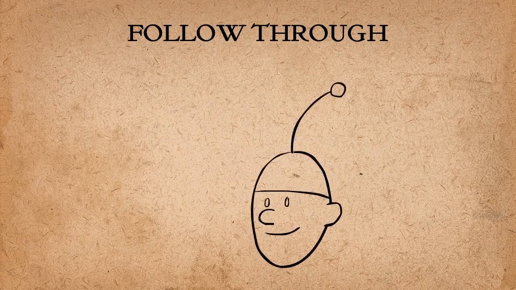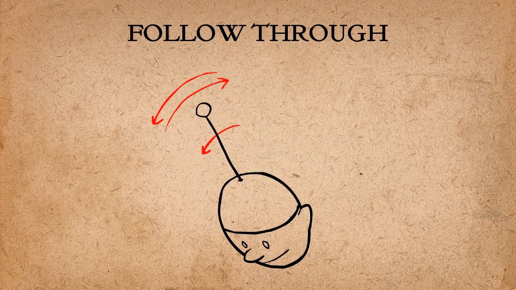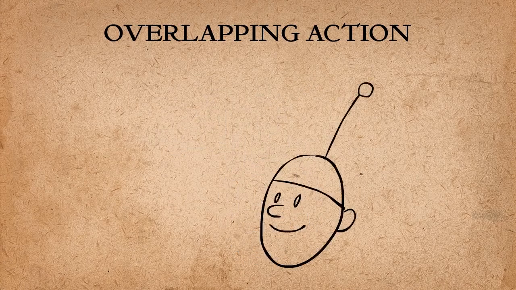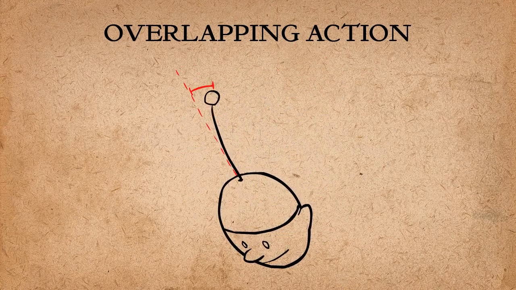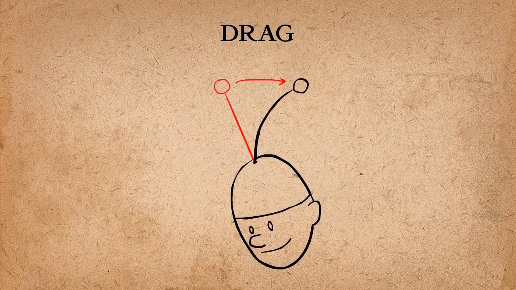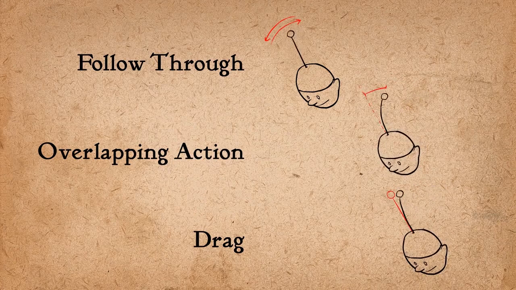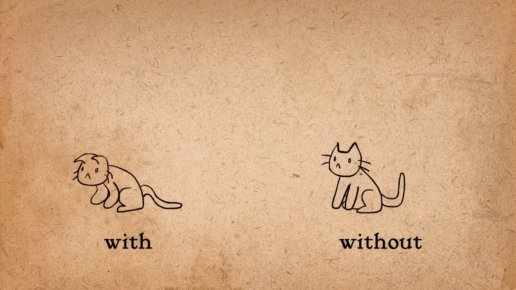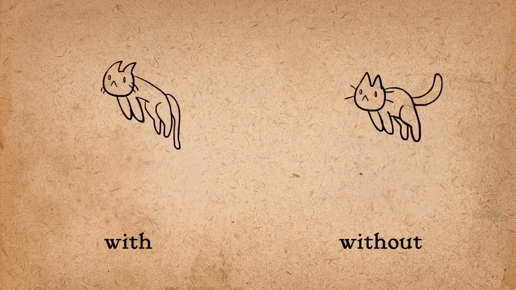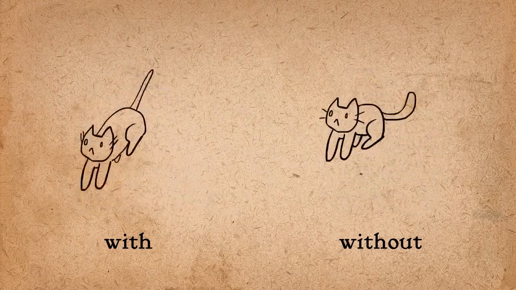For example, follow through refers to the way parts of the body continue to move after the body has stopped. Overlapping action describes the offset between the timing of the main body and its other parts. Drag describes the technique of delaying the movement of body parts in relation to the main body. All three of these are basically describing different aspects of the same thing. Follow through and overlapping action add a great deal of realism to a character. Here's a character with and without follow through and overlapping action.